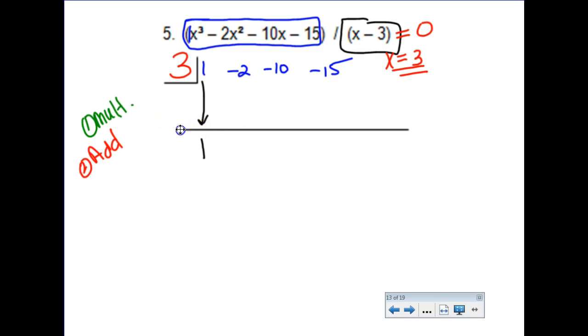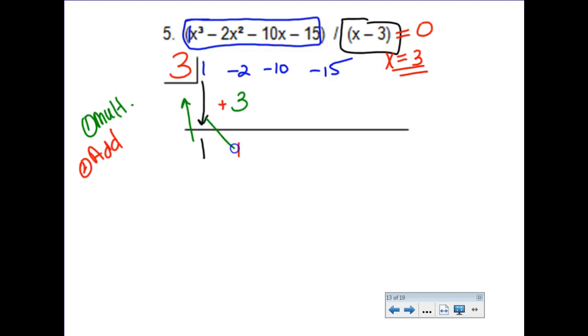Alright, so to multiply, you take this 1, this lead-off coefficient, and you multiply it by the solution of the divisor. So 1 times 3 is 3, and you write it in the next open spot, which would be right here. And then we add up the column. So -2 plus 3 is 1. And now we start all over again.